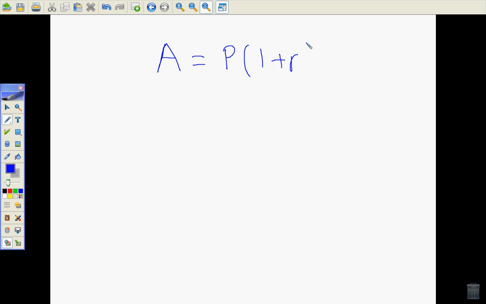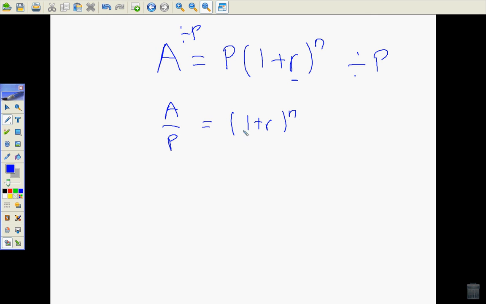A equals P outside of 1 plus r to the power of n. Now what if we want to make r the subject? We want to get r by itself. There's a little bit of playing around to go on with here, so we need to do some manipulation. The first thing is that we've got P times this statement, so divide both sides by P. That gives us A over P equals 1 plus r to the power of n.